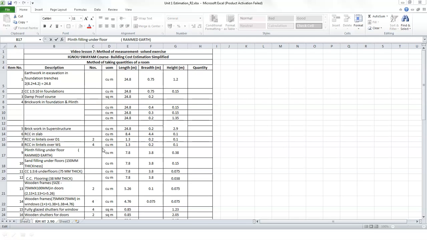Therefore, RCC in lintels over W1, it's 4 numbers. Cubic meters is the unit of measurement. Length is 1.3, breadth is 0.2, which is the brick wall breadth, and the height is 0.1.